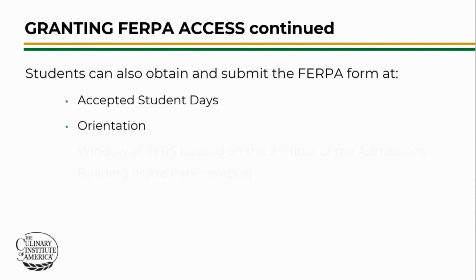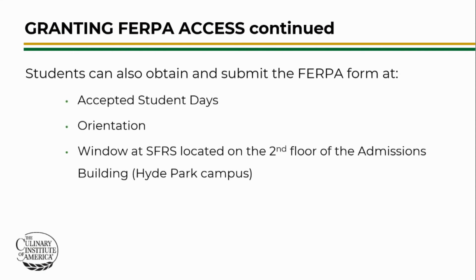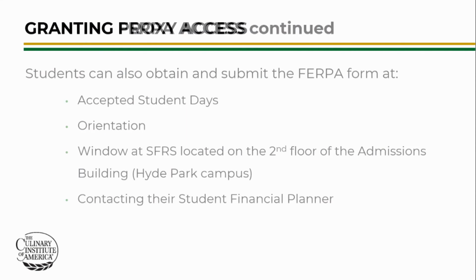Students can also obtain and submit this form through accepted student days. They can request the form at orientation. They can come by our window. Our office is located on the second floor of the admissions building at the Hyde Park campus, or the student can reach out to their specific student financial planner, and that contact information is on the student portal. We'll go over that as well.